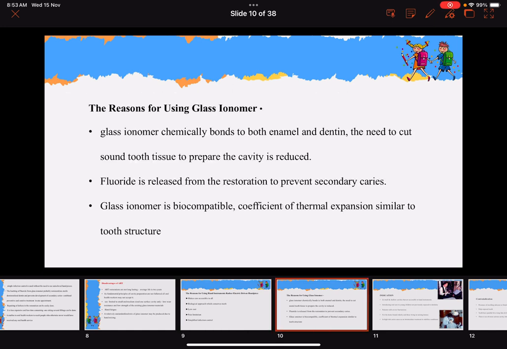The reasons for using glass ionomer, which can be asked as another short note for ART, are that glass ionomer chemically bonds to both enamel and dentine and the need to cut the sound tissue to prepare the cavity is reduced. Fluoride is released from the restoration to prevent secondary caries. Glass ionomer is biocompatible, and its coefficient of thermal expansion is similar to the tooth structure.